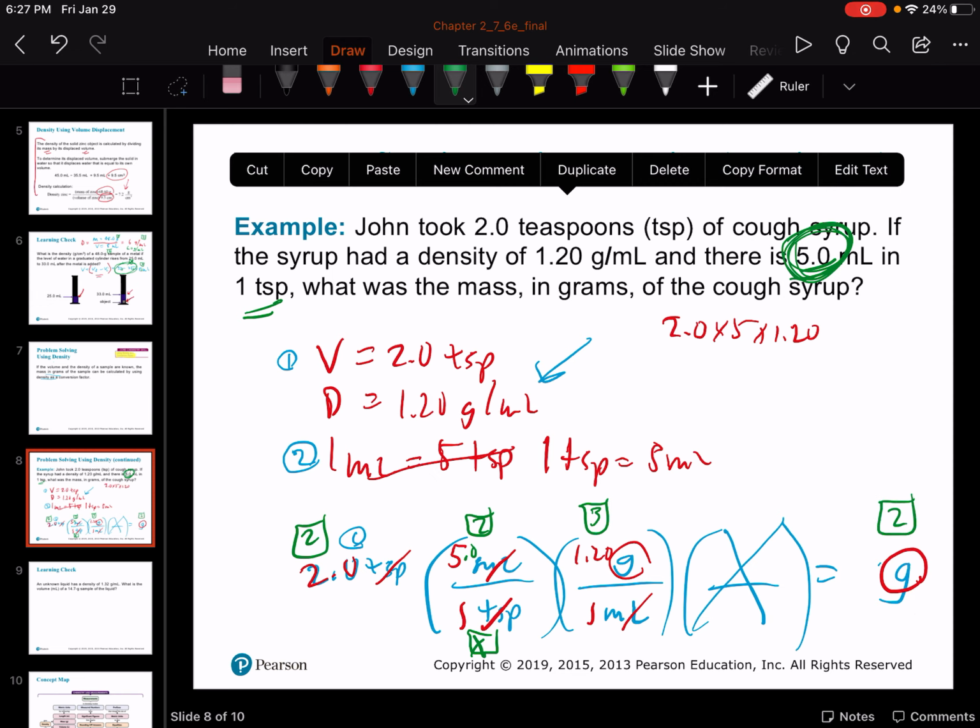So 2 times 5 is 10 times 1.2 is 12. Well, that's it, right? Just 12, because I'm only allowed to use 2 sig figs. So this is going to be 12 grams. That's how many grams I have of cough syrup.